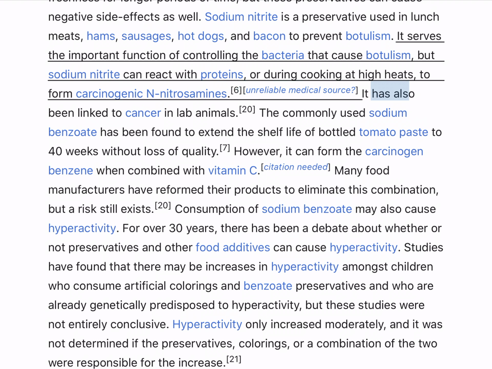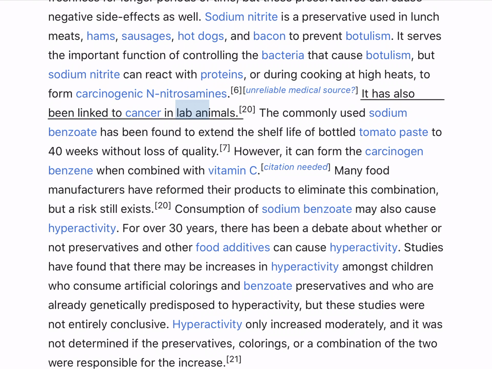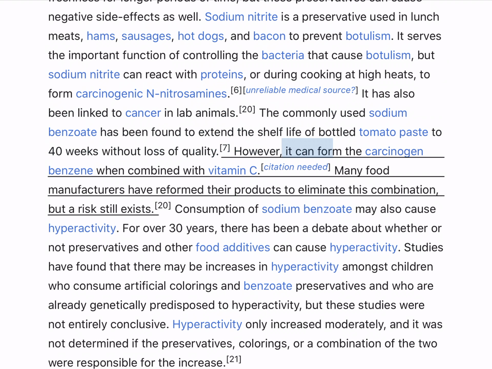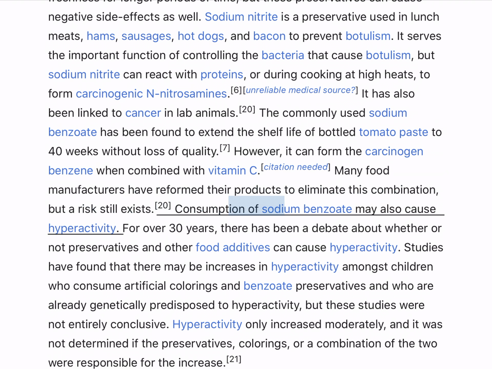It has also been linked to cancer in lab animals. The commonly used sodium benzoate has been found to extend the shelf life of bottled tomato paste to 40 weeks without loss of quality. However, it can form the carcinogen benzene when combined with vitamin C. Many food manufacturers have reformed their products to eliminate this combination, but a risk still exists. Consumption of sodium benzoate may also cause hyperactivity.